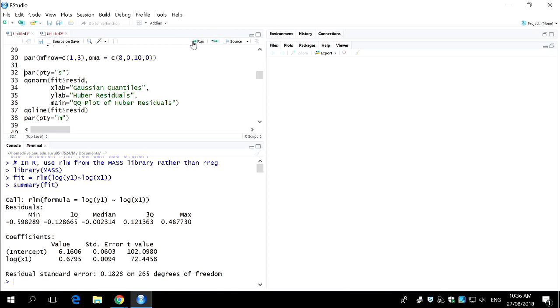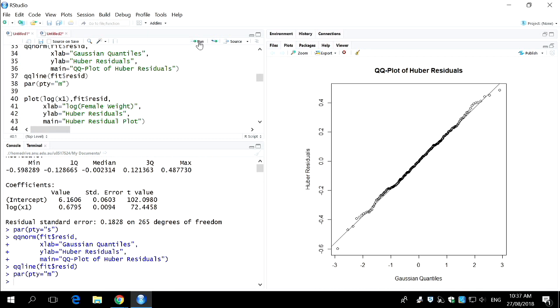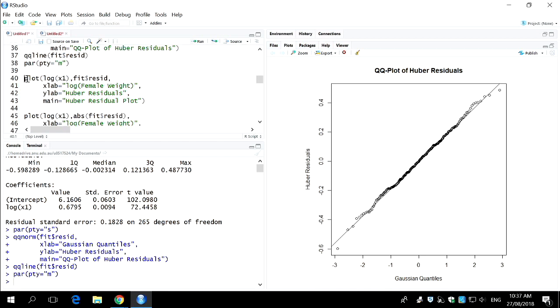All right, so let's go through and do the residual plot. I'm going to start with the QQ plot. Okay, there's a QQ plot of the residuals for my log-log model. Look at that. You probably can't do better than that. So it's about as straight as you'll get. All right, let's have a look at the raw residual plot.